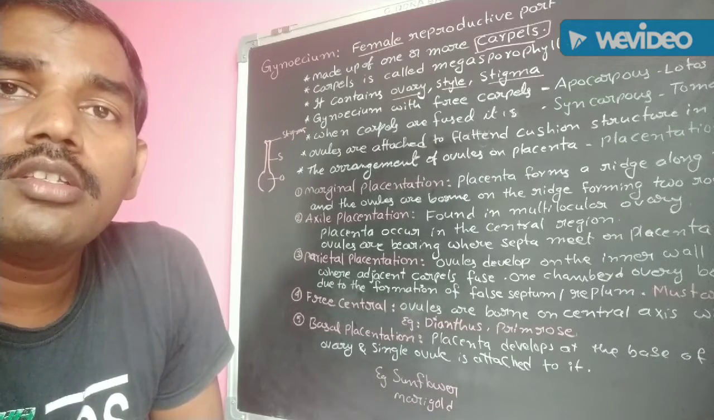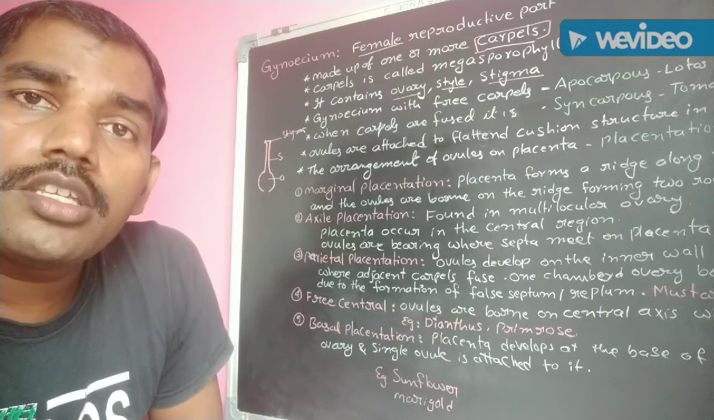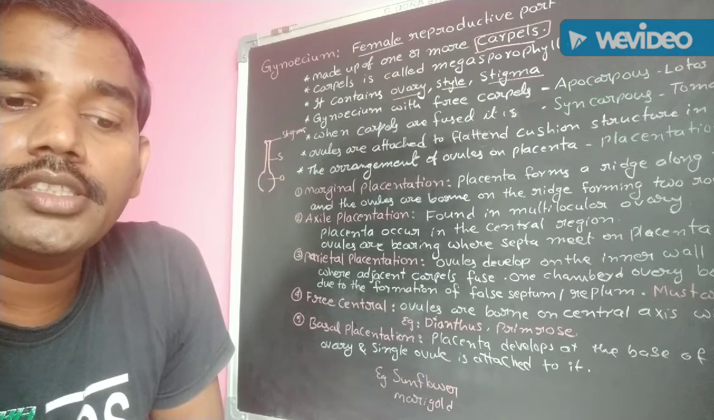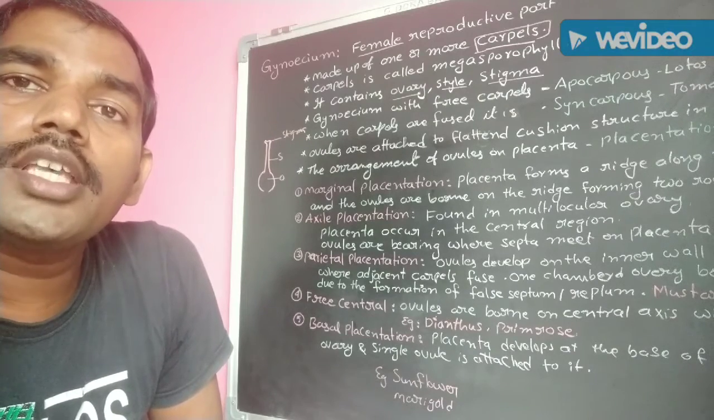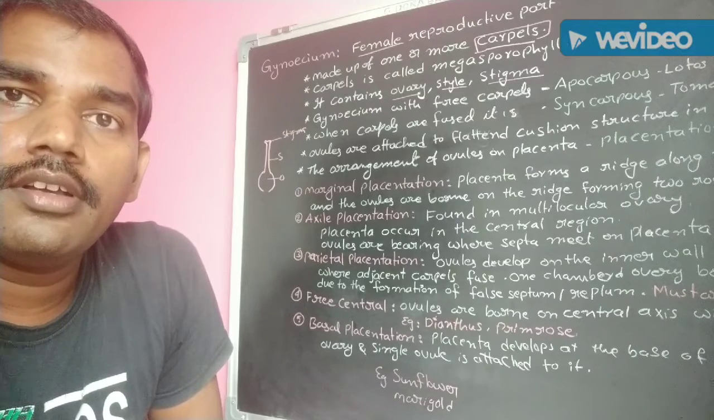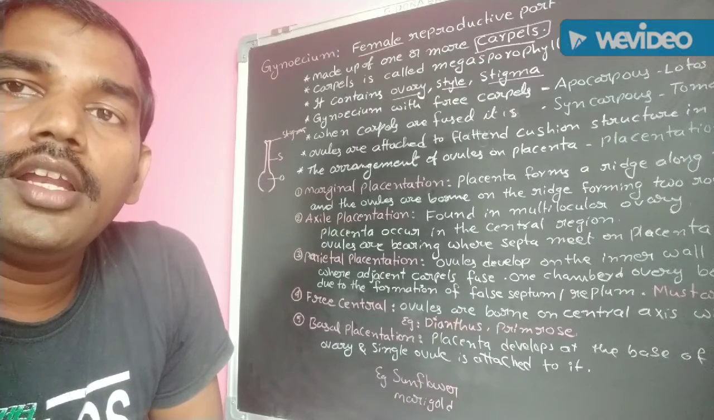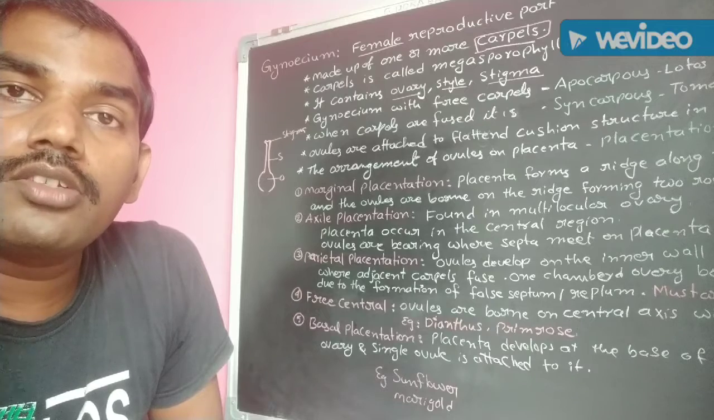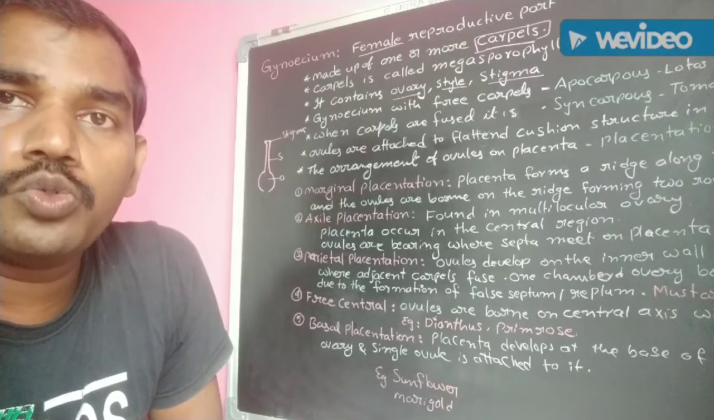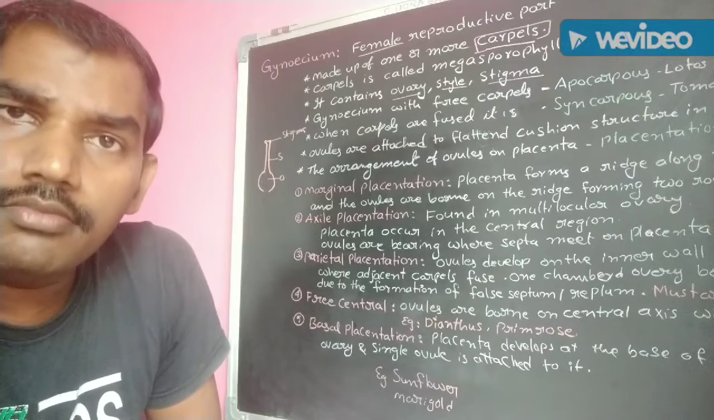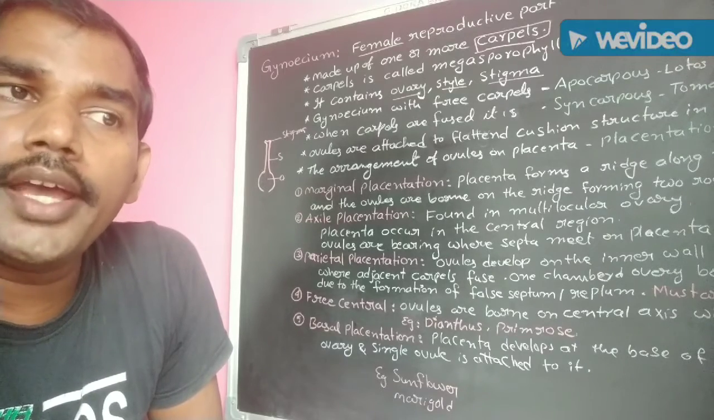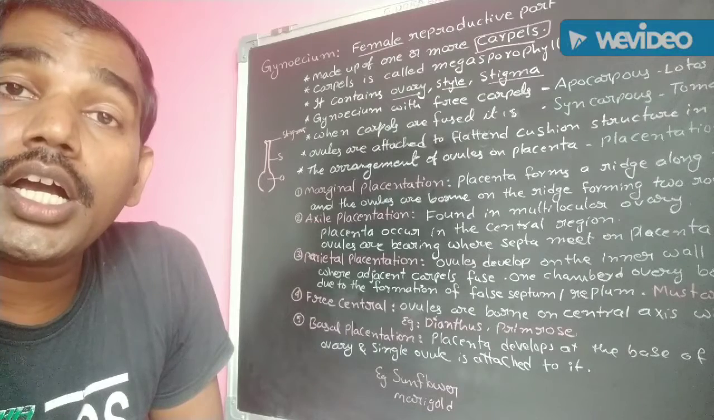Pentacarpellary means the gynoecium consists of five carpels. You know already, Abelmoschus esculentus, lady finger, and also China rose. Both consist of five carpels in their gynoecium. So it is known as pentacarpellary.